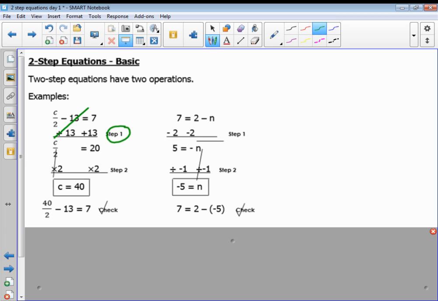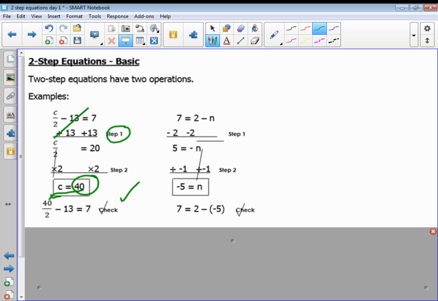Now, the most important part of this, you need to go back and check your answer. When you do this, you are taking your variable and you are plugging it into the original equation. So in this case, c equals 40, I need to plug it back into my equation. Now, for my gentlemen especially, who tend to get a little lazy, do not just write it down, actually solve it. If I look, 40 divided by 2 is 20. 20 minus 13 does give me 7, so it works. Writing it down is not enough. Actually plug it into your calculator and check your work.